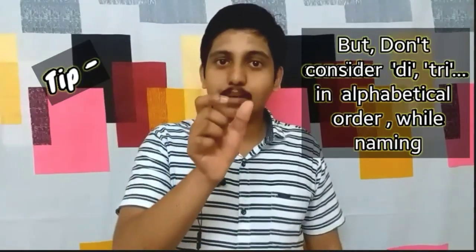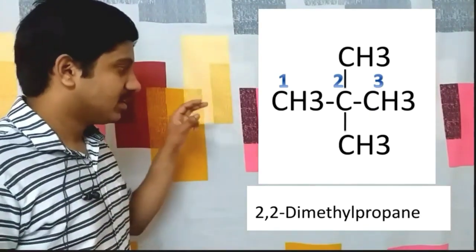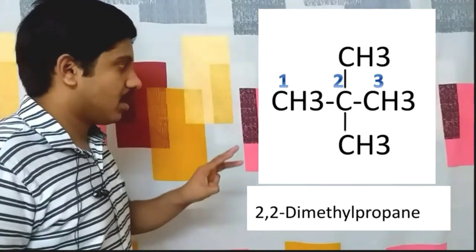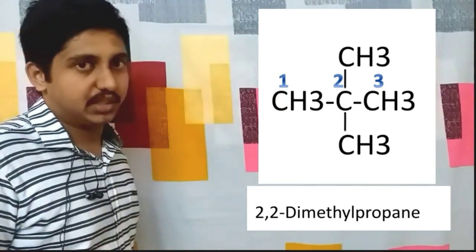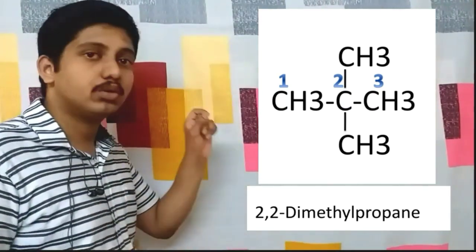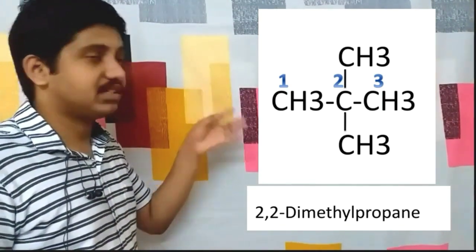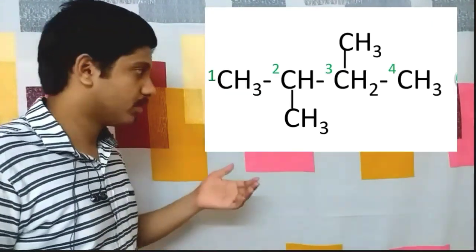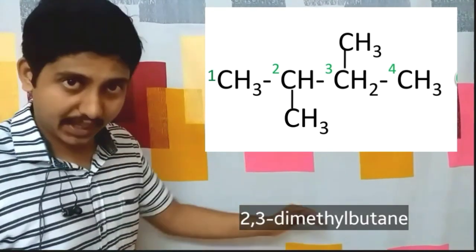Now another tip: if two similar substituents are present at equivalent positions or different positions, be it anywhere, we can add another prefix di or tri or tetra to it. Here we can see that the longest chain contains 3 carbon atoms if counted in any manner, and we have 2 methyl groups at the second position. Then we can name it as 2,2-dimethyl propane. And even if it comes in different positions, we can name so. For example, the next one, here it is 2,3-dimethyl butane.